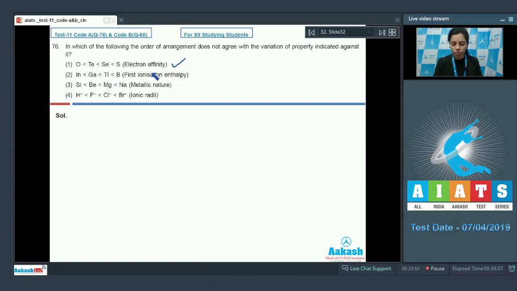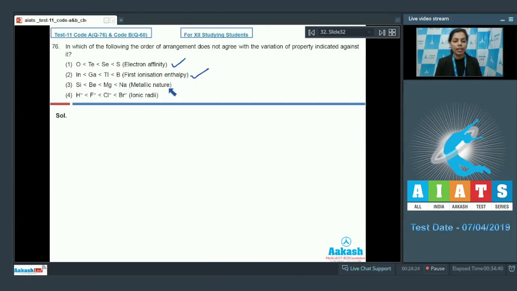Now, let's check the next property, first ionization enthalpy. If you check the order given here, these are the elements of group 13, and boron has the maximum first ionization enthalpy while indium has the least. If you look at the table, you will identify that boron, due to its small size, has the maximum first ionization enthalpy. Then there is the turn for thallium. After that, gallium is there and then indium. So it's also correct.